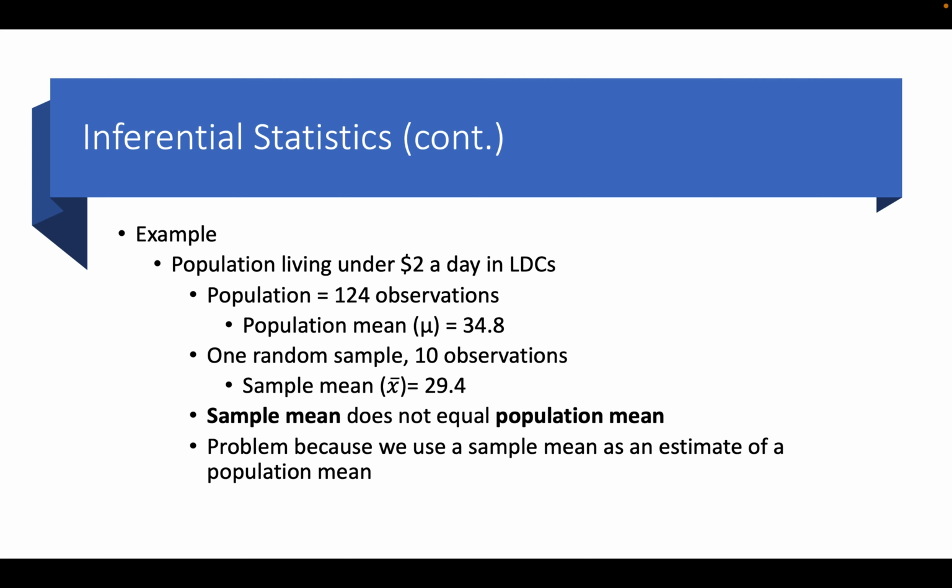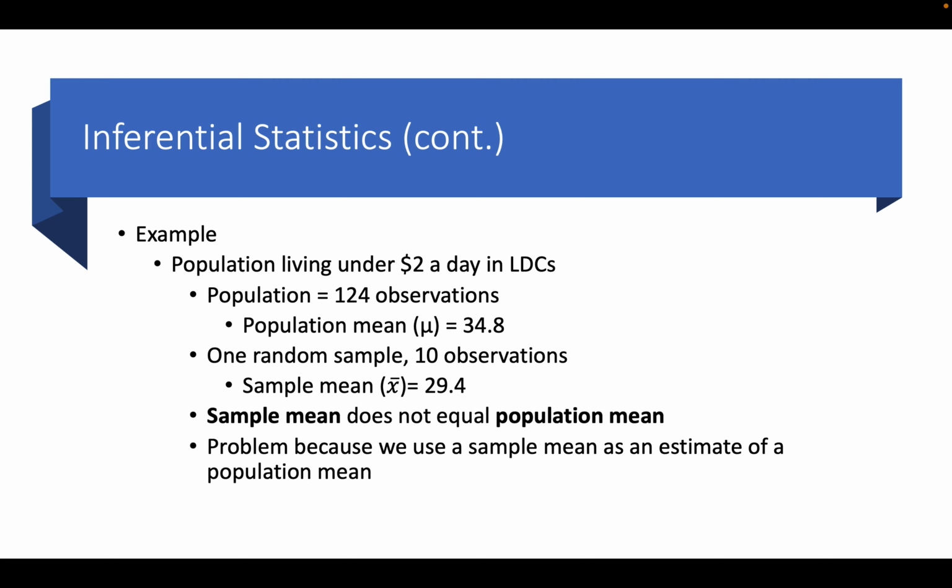An example: what of the population that lives under $2 a day in the least developed countries, or what are considered global south countries? Let's say that we have gathered information for 124 countries, and this will be our population of all countries around the world. So the population mean of the percentage of the population that lives under $2 a day is 34.8%. Now we take a random sample of those 124 observations, let's say 10 observations, and that sample mean is 29.4% of the population lives under $2 a day.